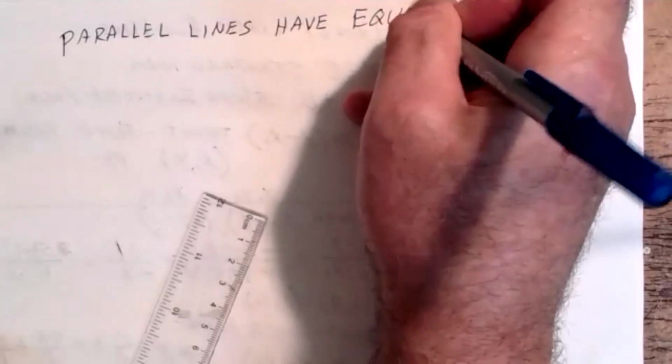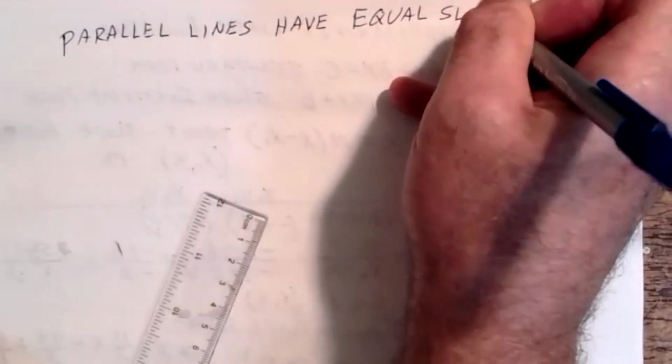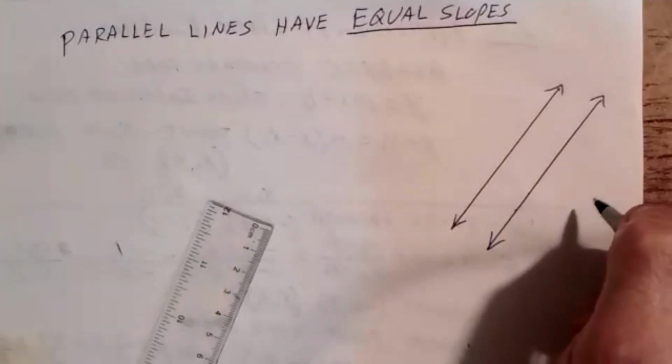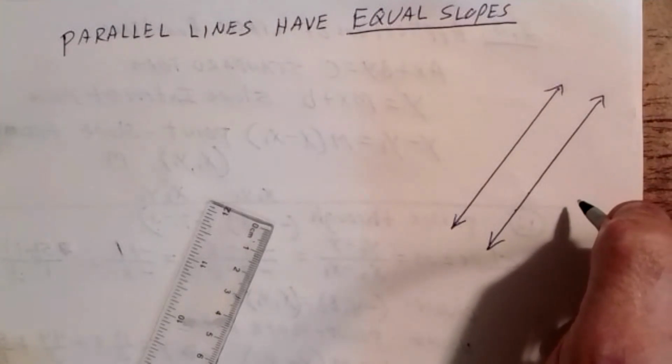So parallel lines have equal slopes. That's always true. Parallel lines always have equal slopes. Must be the case. If that's not the case, the lines will intersect somewhere, guaranteed.